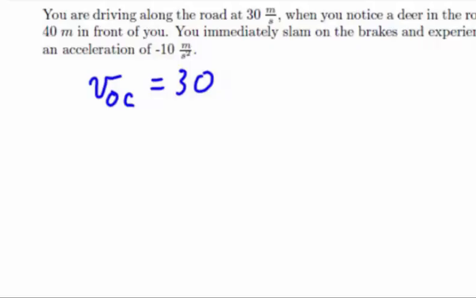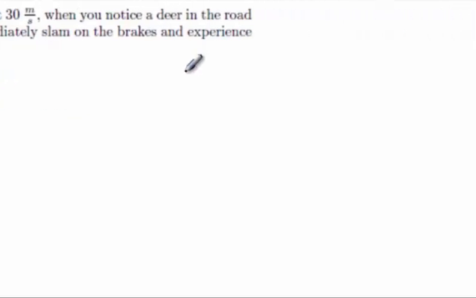The next number in the problem is the location of the deer. This is 40 meters in front of you. Be careful not to use this location as the location of the car, because you're not there. This is the initial x location of the deer, and we'll change colors and write that as x0 of the deer is equal to 40.